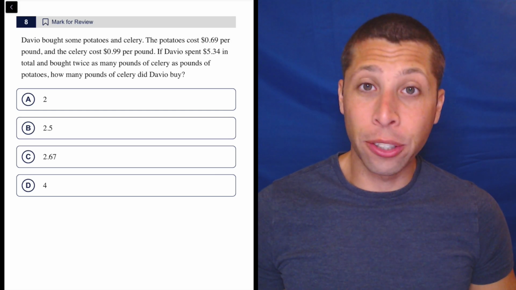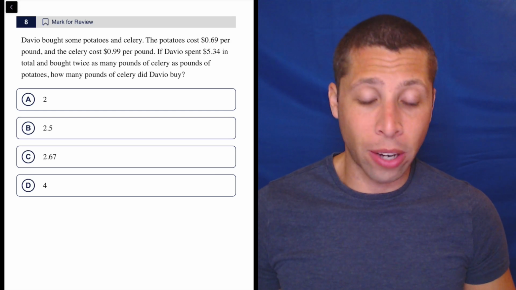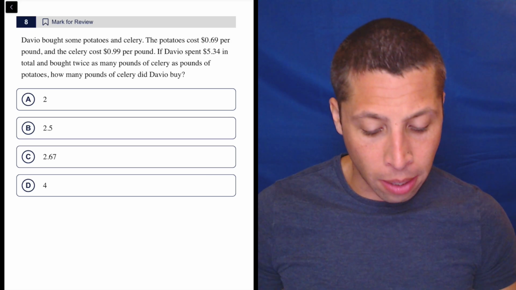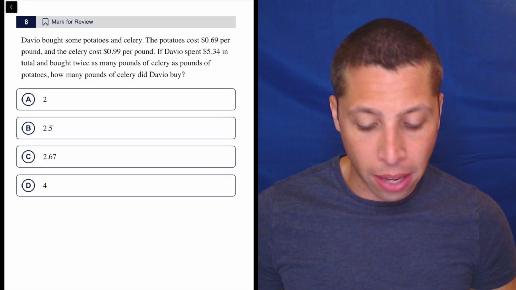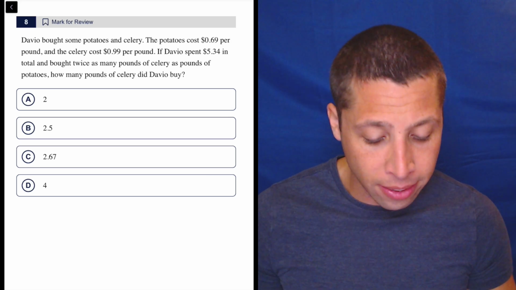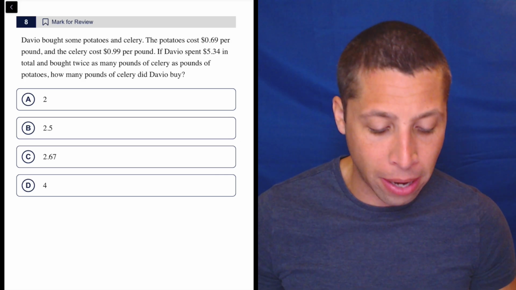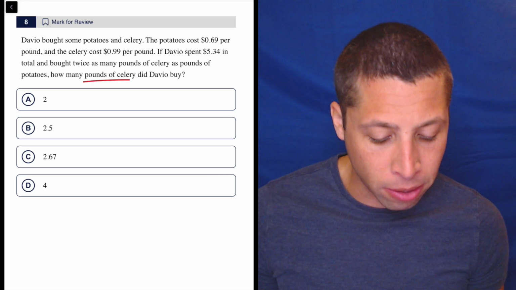This is a nice case where we could just guess and check. This is a fairly easy question if we just follow the instructions. Davio bought some potatoes and celery. The potatoes cost 69 cents per pound and the celery cost 99 cents per pound. If Davio spent $5.34 in total and bought twice as many pounds of celery as pounds of potatoes, how many pounds of celery did he buy?